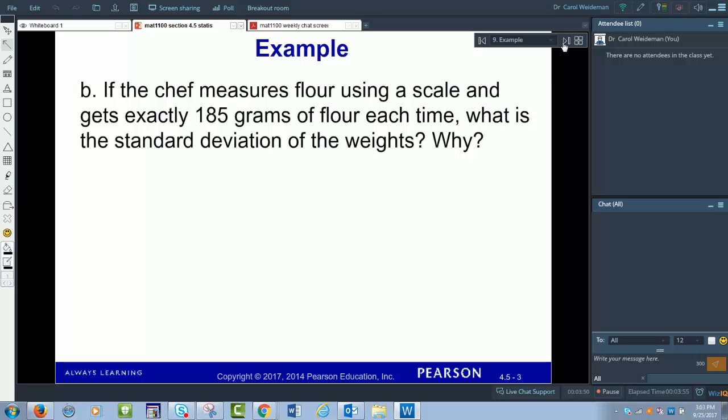If the chef measures the flour using a scale and gets exactly 185 of flour each time, what is the standard deviation of the weights and why? All right, so in this example, there's no variation, so the standard deviation is going to be 0.